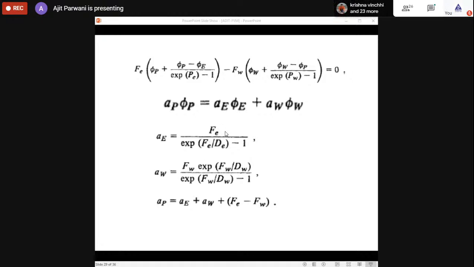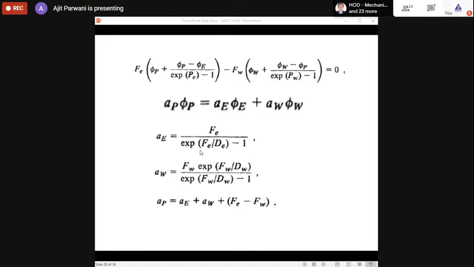Therefore, it is very much approximate to the exact solution. But still there are some deficiencies in this exponential scheme. What are the deficiencies? Here there is an exponential term, and this exponential term is computationally expensive. Therefore, if you have 100 or 1000 or 1 lakh grid points, and you use this exponential scheme, that will involve a large amount of time to solve the problem.